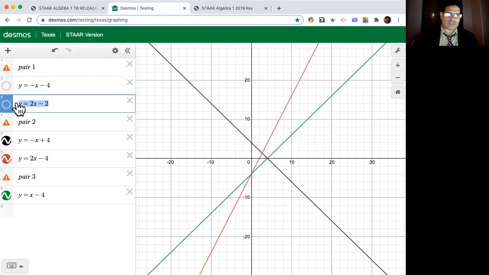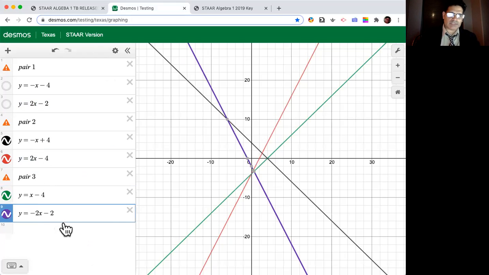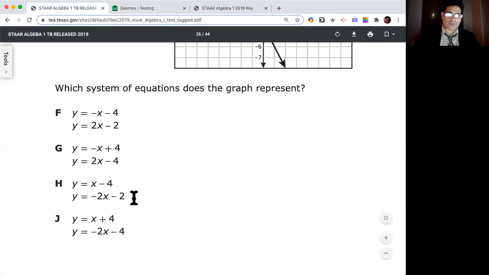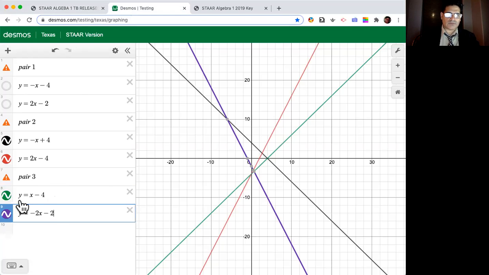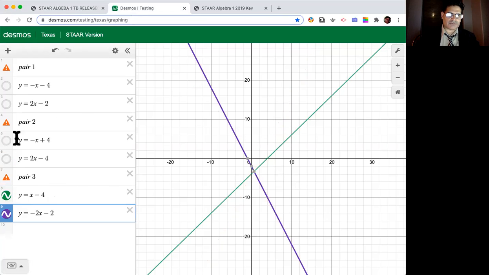Okay. And that's very close to this one, so I copy and paste minus 2x minus 2. Okay, let me turn these off. These did not match. It's not in that quadrant. We have one more to go. Let's turn these off.